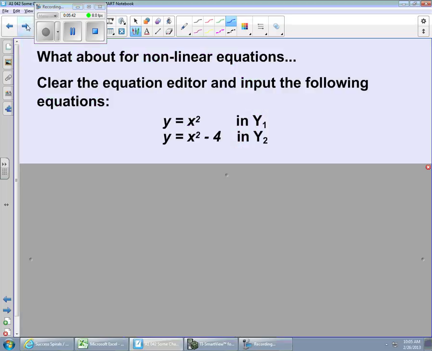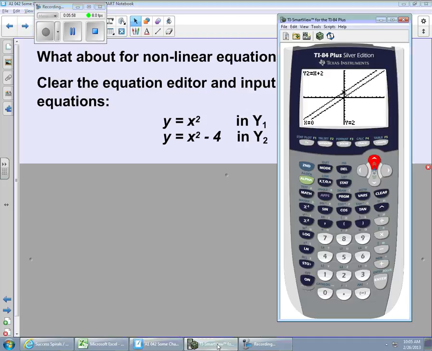Okay, now let's see if the same information holds true for the quadratic equations that we're working with now. So go into your equation editor and clear out those two equations that we put in a moment ago, and let's have a look at these quadratics.